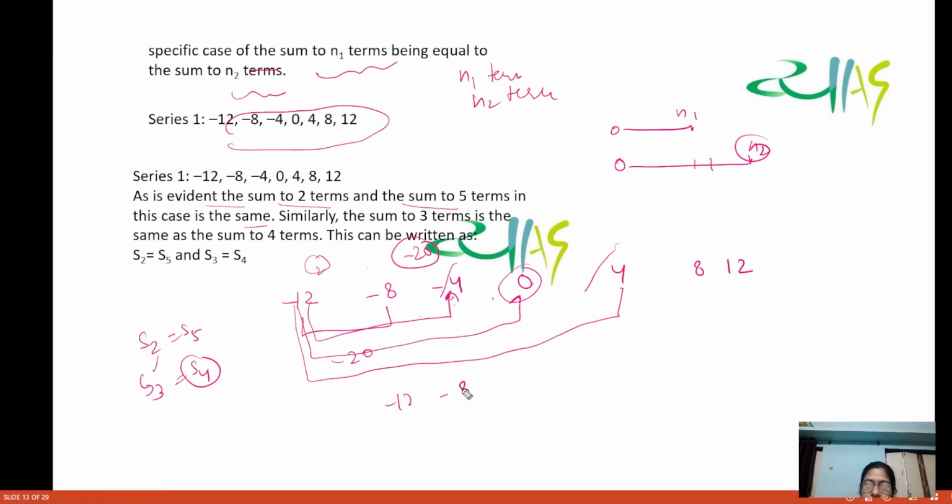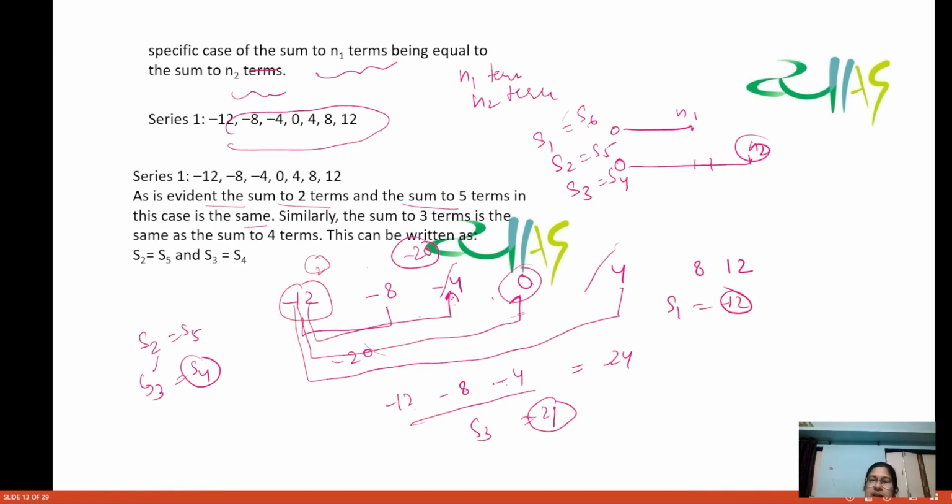Now you have -12, -8, -4. So basically the sum comes to -20, -24. If we do S3 and S4 too, then you have -24 only. So you have S2 is equal to S5, S3 is equal to S4. So obviously S1's sum will be equal to S6's sum. So see, what is your S1? -12.